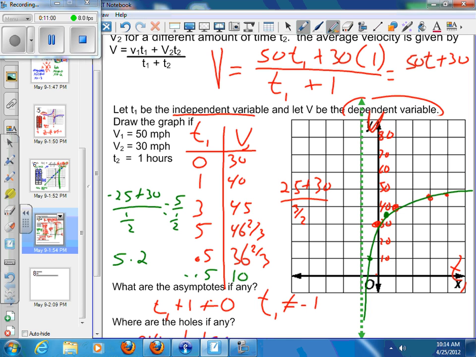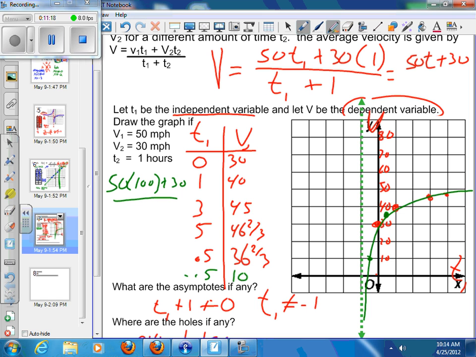And we're going to get ever closer to 50, and we're going to get ever closer to 0. If you're not sure about the 50 part, you can keep doing numbers farther and farther out, like you could do 100. So if I tried 100 here, that would be 50 times 100 plus 30 over 101.